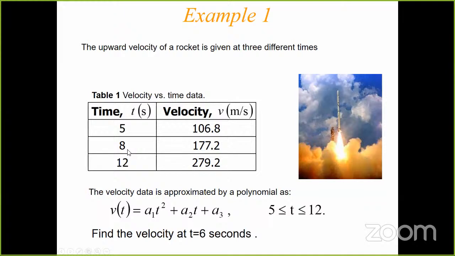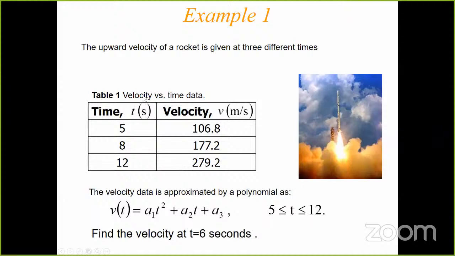At 8 seconds, after completion of 7 seconds, it is 177, it is shooting up. At 12 seconds, it is about 279.2 or roughly 280 meters per second. No issue, good. The velocity data is approximated by a polynomial.